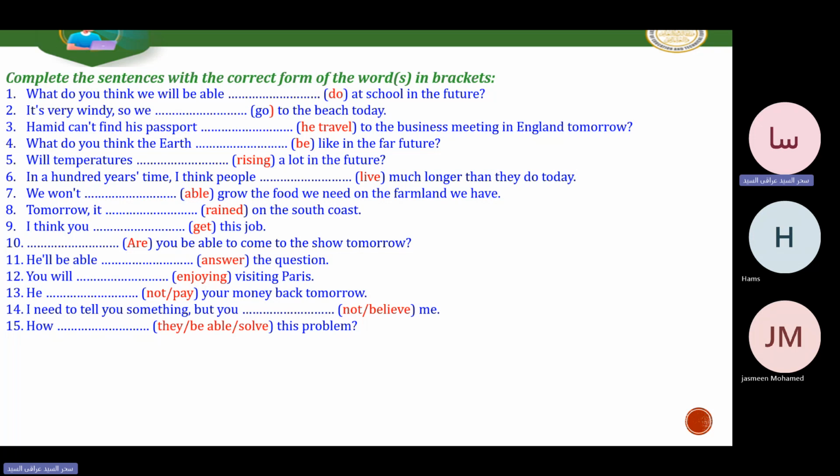Won't we be able to grow the food we need on the farmland we have? Tomorrow it rained on the south coast. Of course, this is wrong. I think you get that this is a job. Number 10: Are you be able to come? Correct. He will be able to answer the question. You will enjoying visiting Paris. He not pay your money back tomorrow. I need to tell you something, but you not believe me. The last one: how they be able to solve this problem? Okay, try to think of the answer.